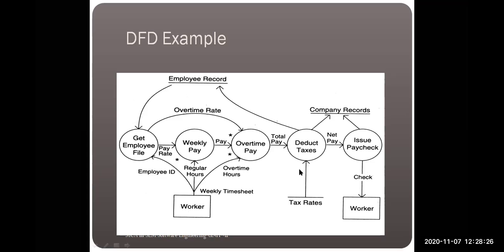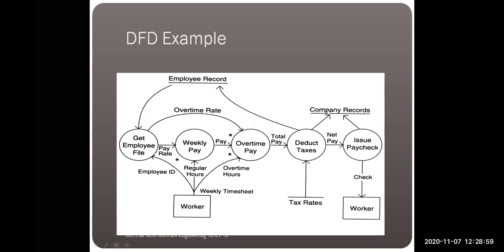So after storing the details, the output of this process is a net pay. Net pay is the actual salary which the worker will get. And for that, one more process will be assigned, that is issuing a check. Issuing a check is based on the net pay. A check will be written and given to the worker.